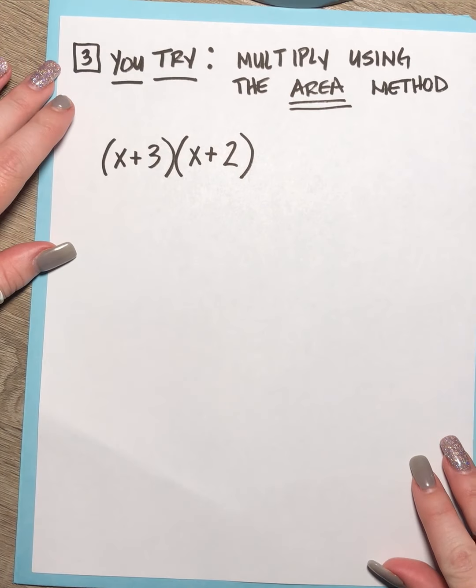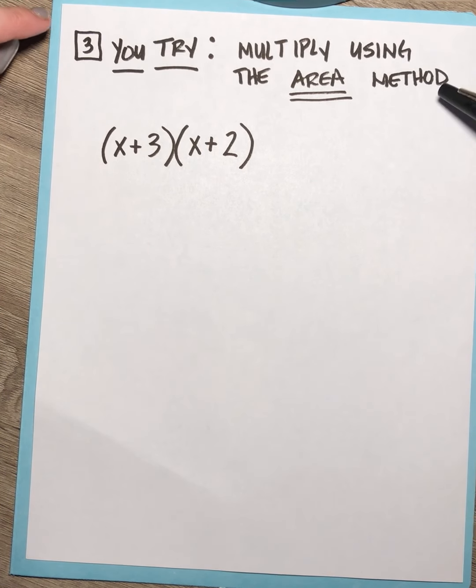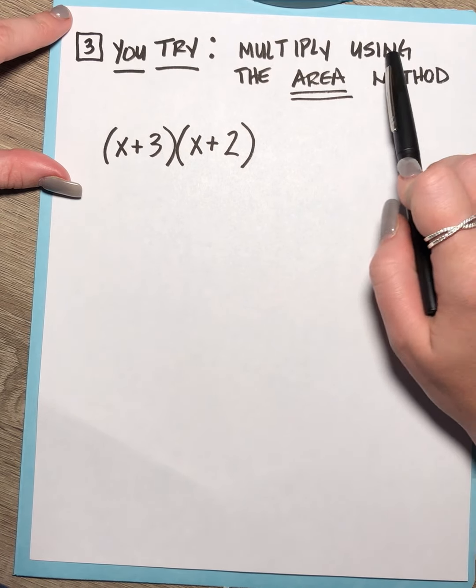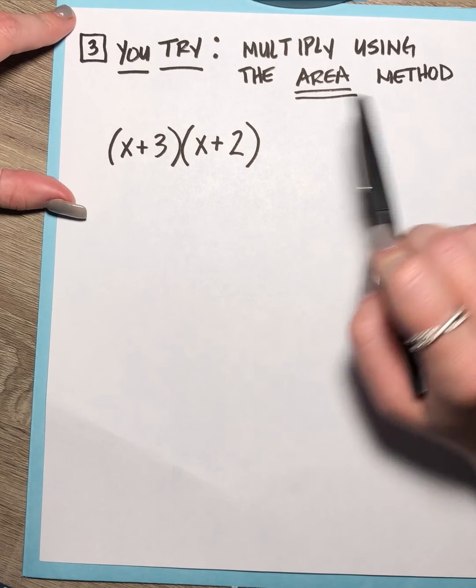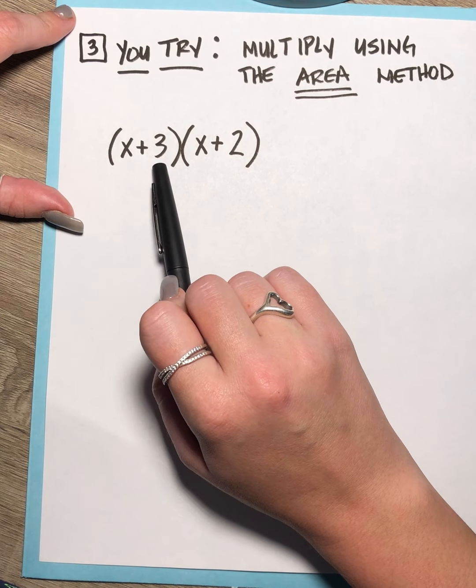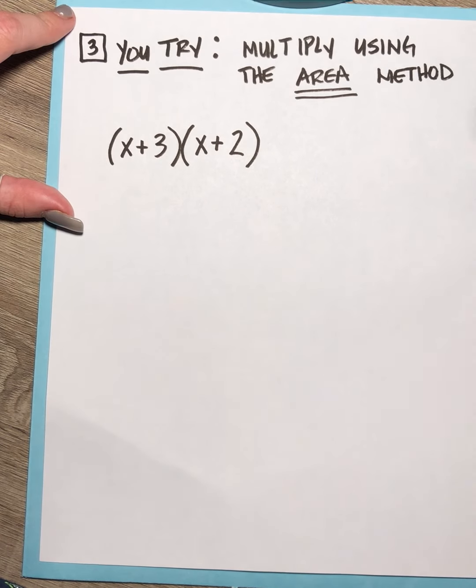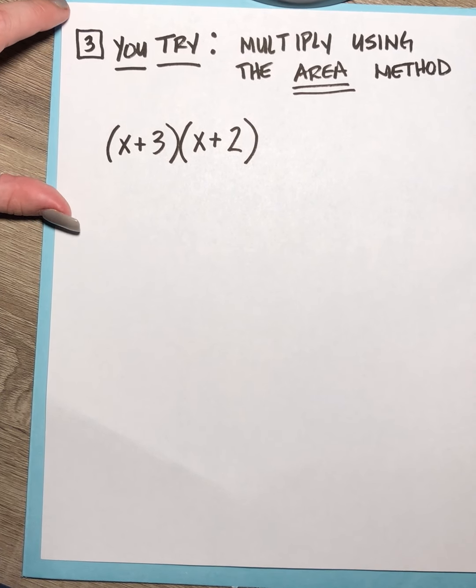All right, so now we have a you-try. I want you to do the same thing that I just did. Multiply using the area method, the area tiles. Multiply x plus 3 times x plus 2. All right, go ahead and do that now.